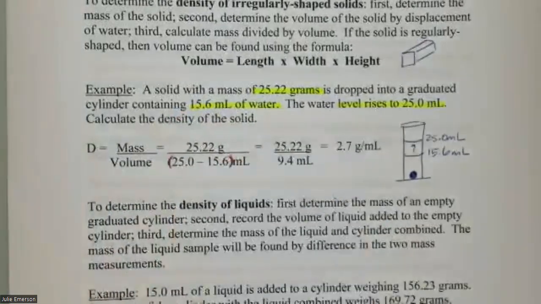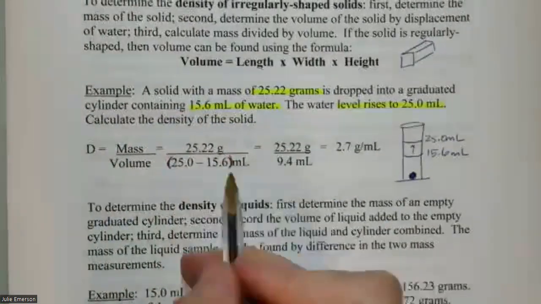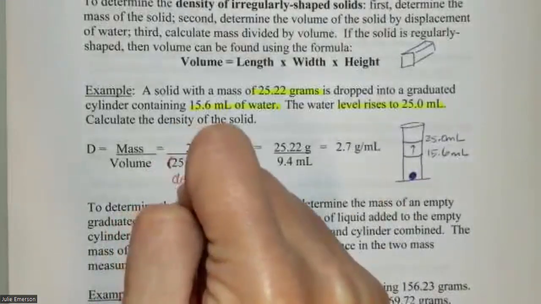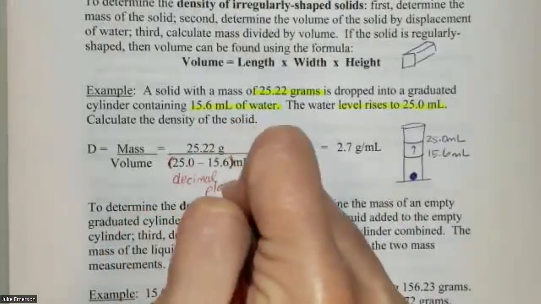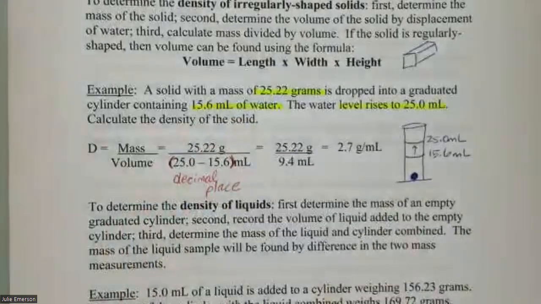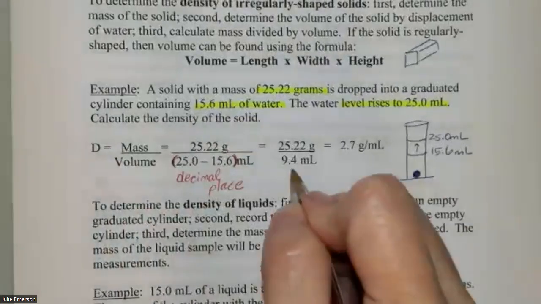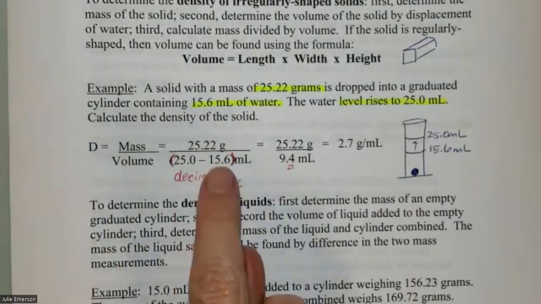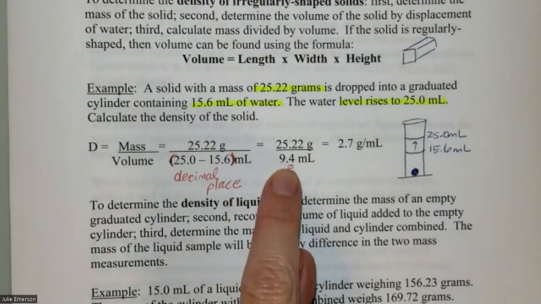We're doing a subtraction. And the rule is when you add or subtract, you want to follow the decimal place rule, right? And it's always least wins. So the least number of decimal places. So both of these measurements that we have, 25.0 and 15.6, have one decimal place. So when we get the answer, we're going to keep that volume to one decimal place. So if you notice in those volume measurements, we lost a sig fig. We went from 3 and 3 to now only 2.